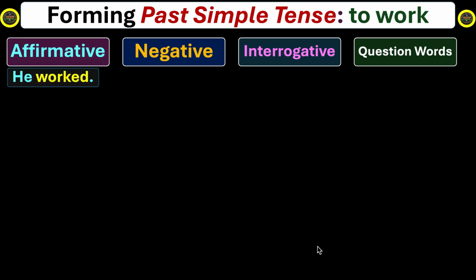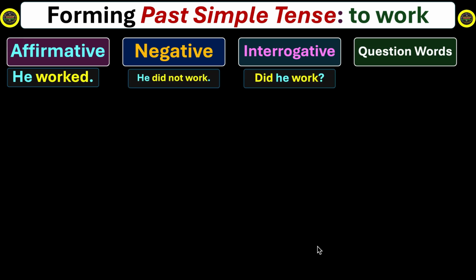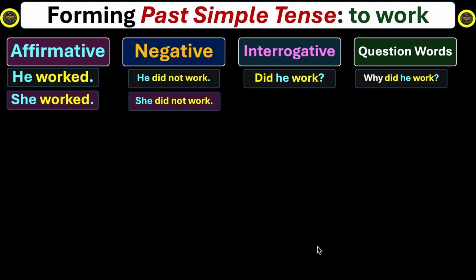Let's see. The first sentence is "He worked" in the affirmative form. Its negative form is "He did not work." "Did he work?" "Why did he work?" We have the next sentence. "She worked." "She did not work." "Did she work?" "Where did she work?"